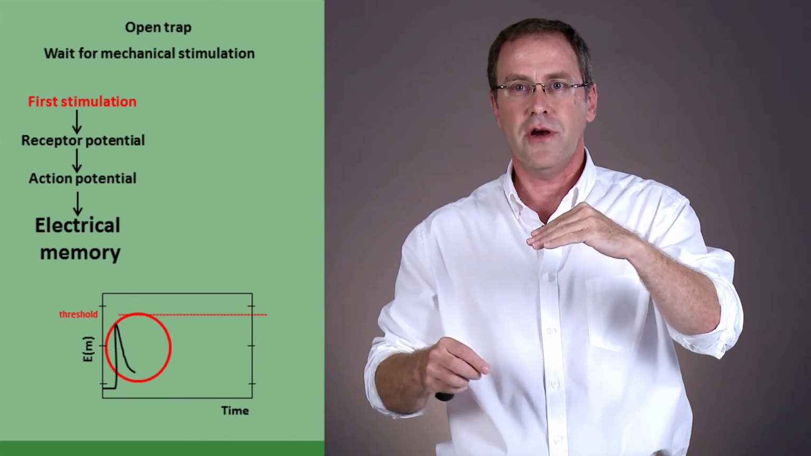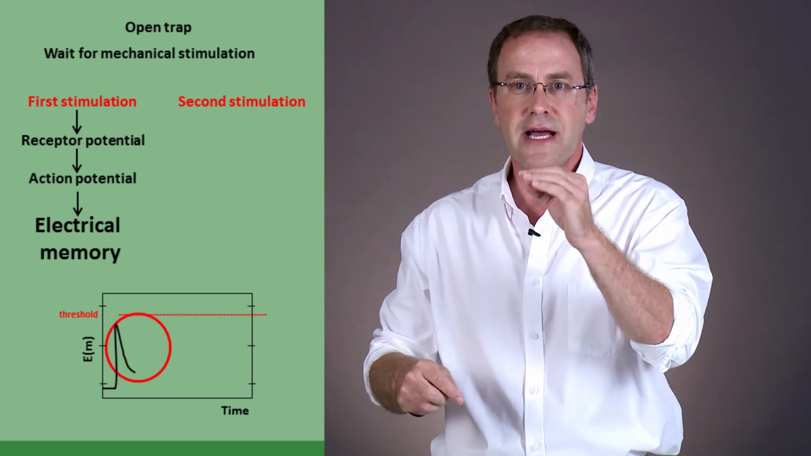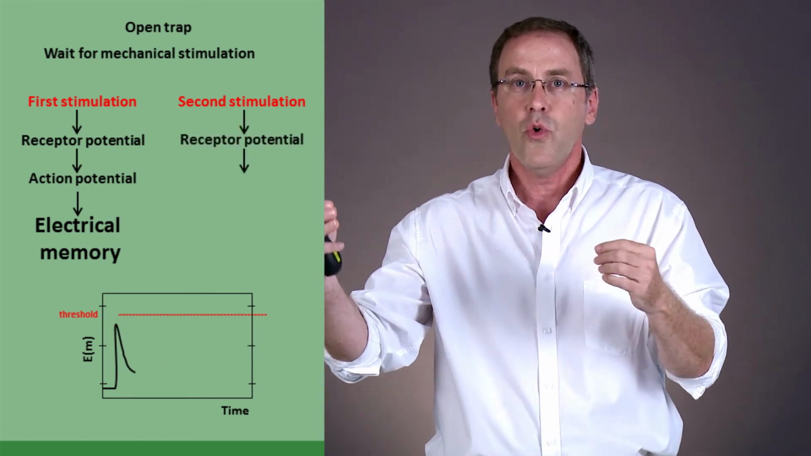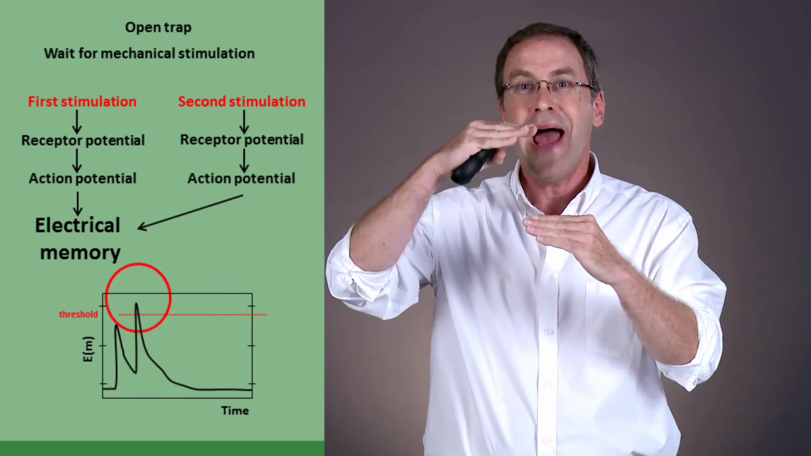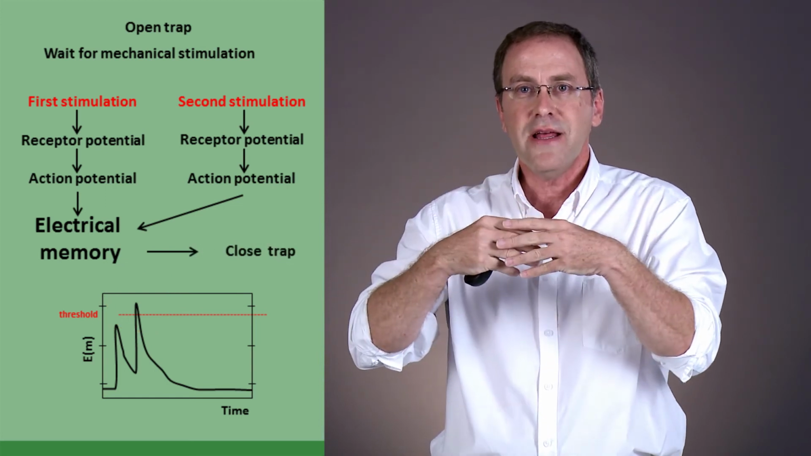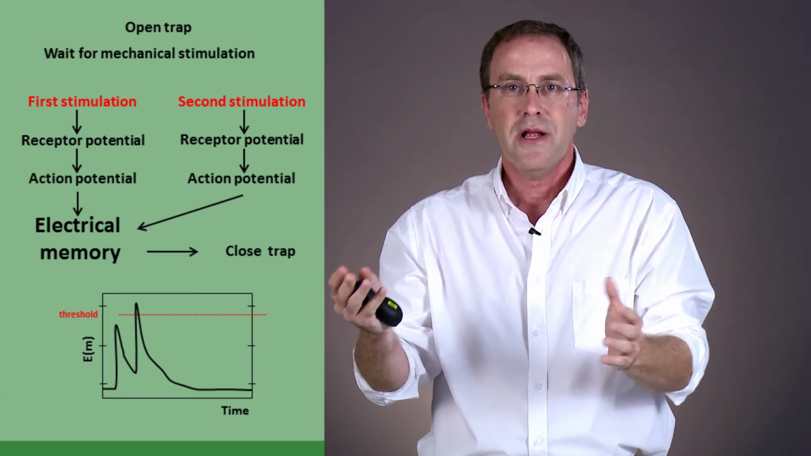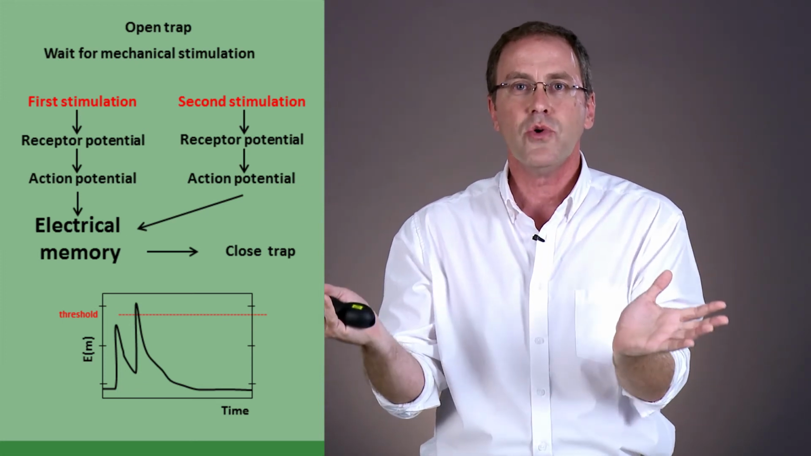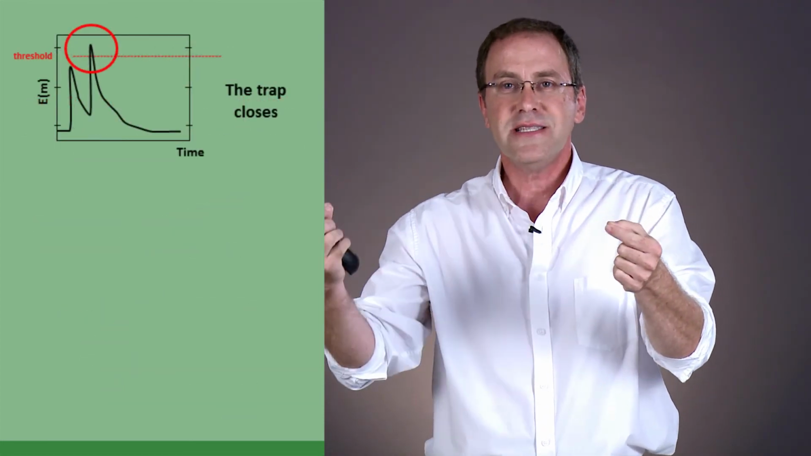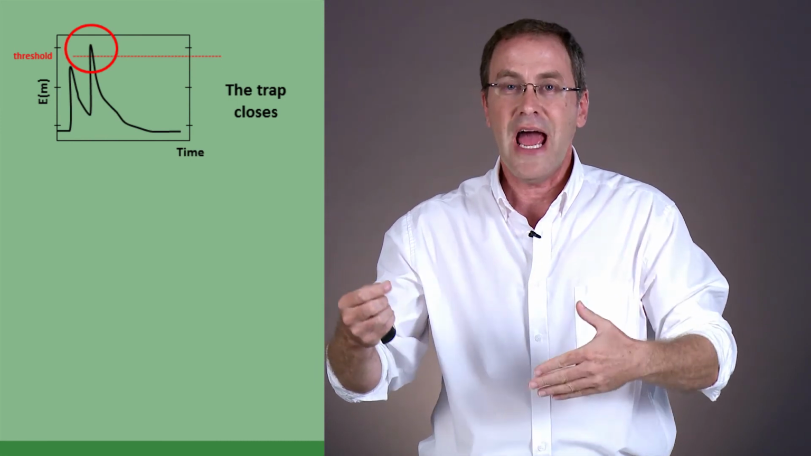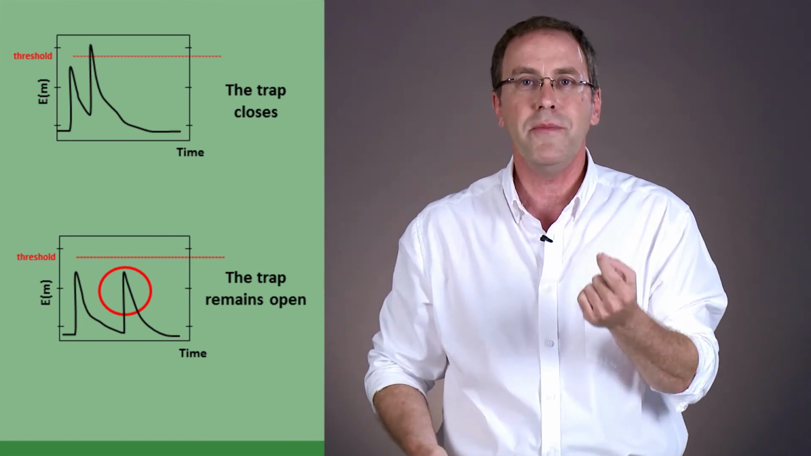Now we go to the right here of the chart, and you're getting the second stimulation. The second stimulation of the hair causes the exact same thing. You're getting an action potential, which adds to the electrical memory. If this electrical memory now has passed the threshold, then you're getting the electrical signal throughout the entire trap. This will cause a number of processes which will enable the trap eventually to close. If the second stimulation occurred late, after 20 seconds, the electrical memory threshold was not reached, and then the trap will remain open.